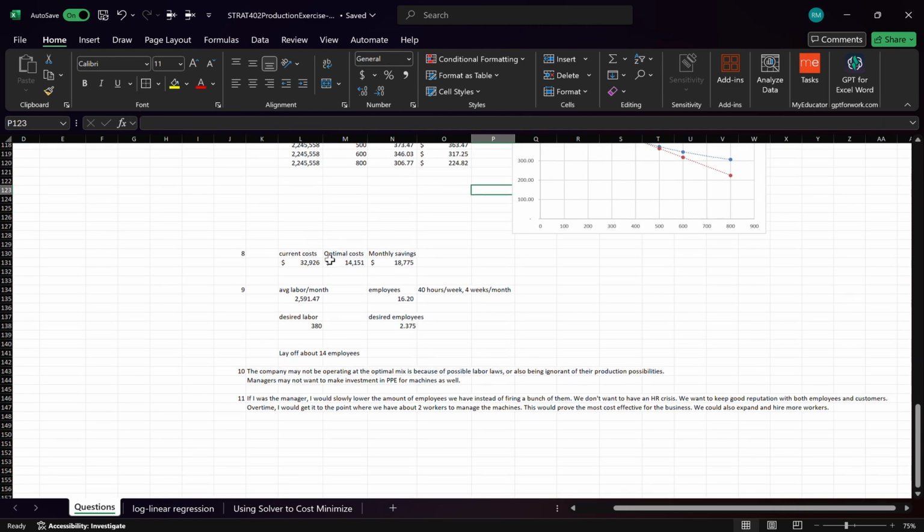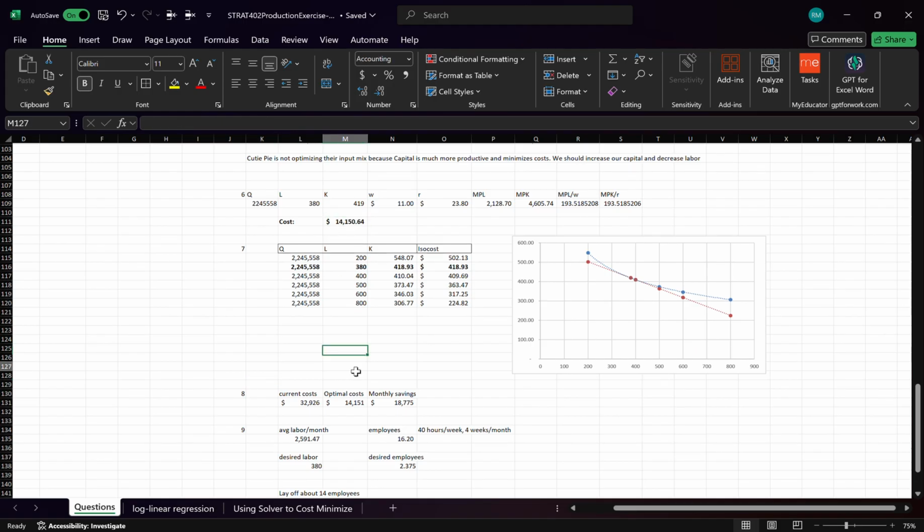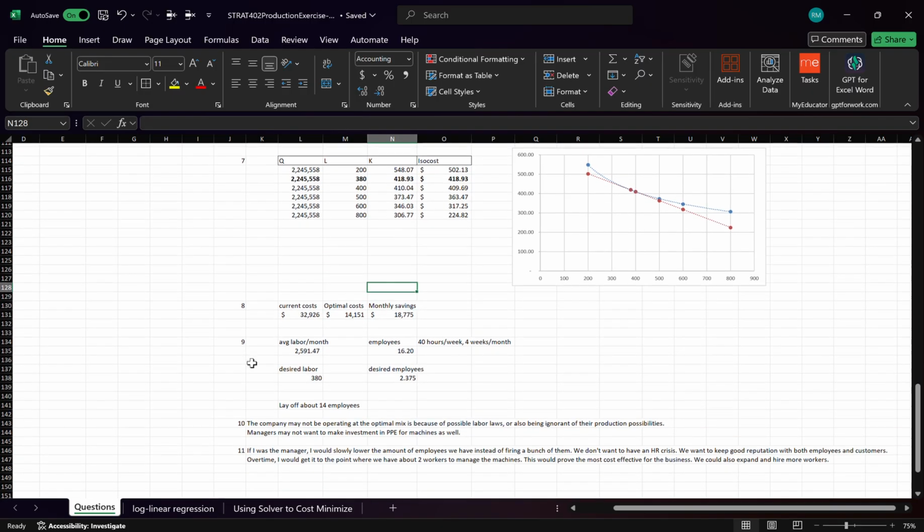Number 8 is basically just showing what our current costs are, 32,926, and then what the optimal cost is from up here, and then how much money we're going to be saving per month, which is just this minus this. That's assuming we get the optimized input.